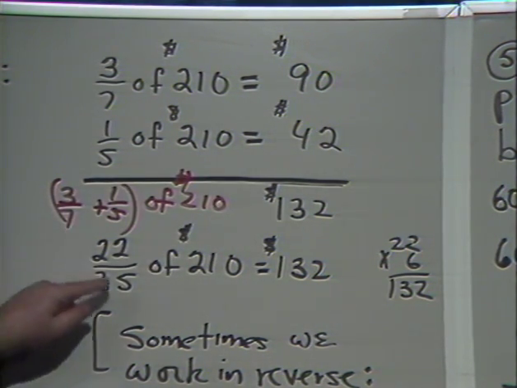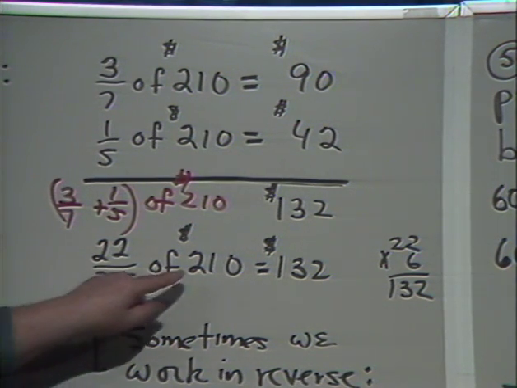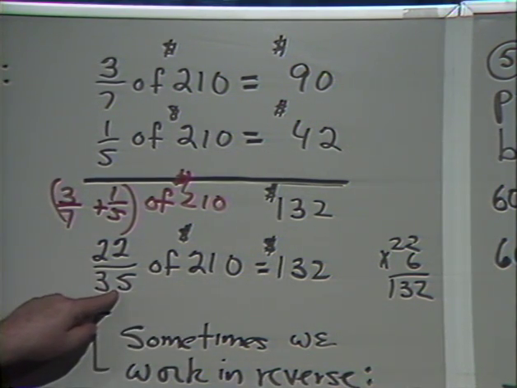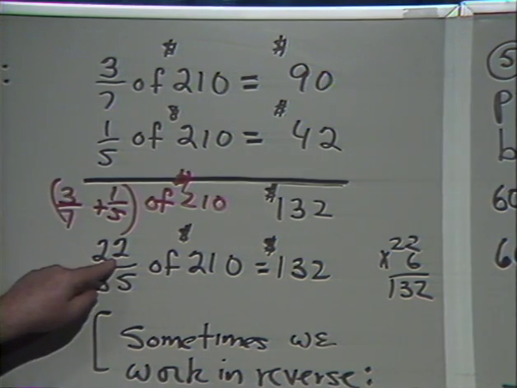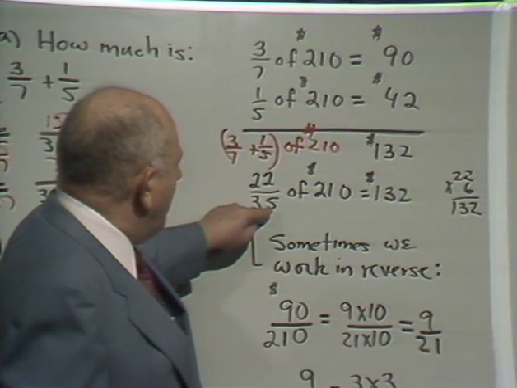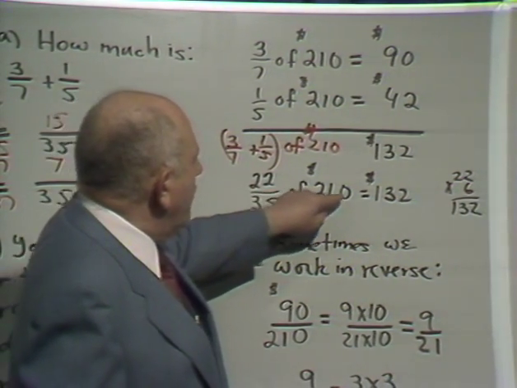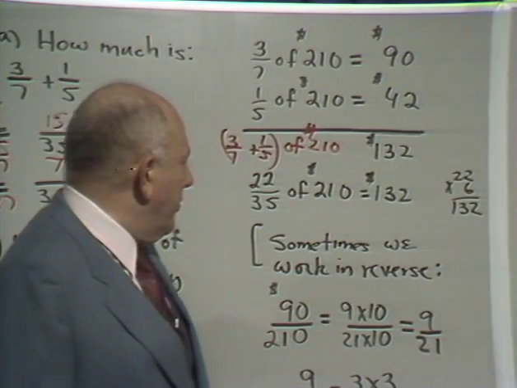But let's check it out. What is 22 35ths of 210? 210 divided by 35 is 6. 6 times 22 is 132. See, at a rate of $22 out of every 35, out of $210, you're going to spend 132.